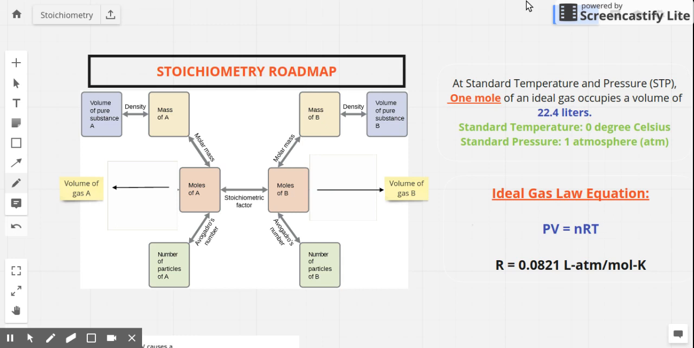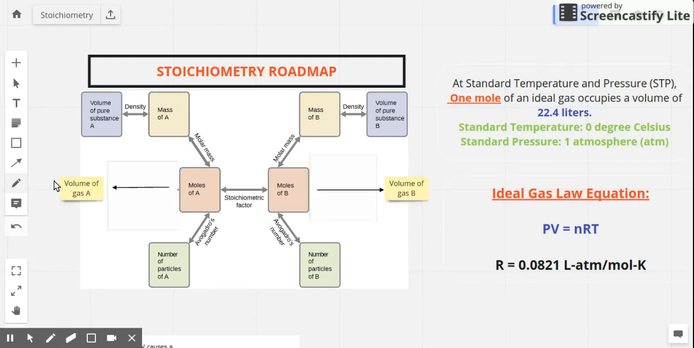So now let's discuss the stoichiometry roadmap. This was the stoichiometry roadmap that I showed to you in the previous videos. The only difference now is with the moles. If you look at moles of A and moles of B, there's an extension to each side. It can be the volume of gas B or volume of gas A. Now, when we talk about volume, this is an assumption that either A or B or both are gaseous substances.